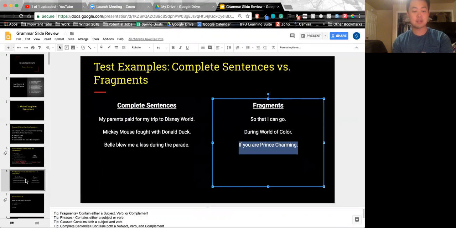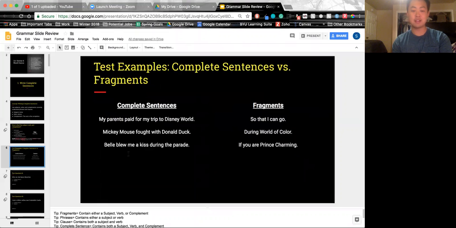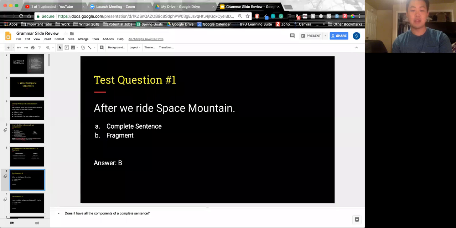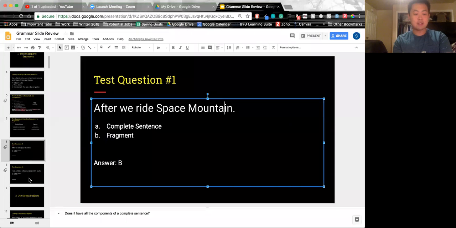Let's go to a test question, just in case you don't get this. After we ride Space Mountain. Okay, let's try this together. Is it a fragment or a complete sentence? What is the subject? We, right? We are the ones riding Space Mountain. The action taking place is ride, so that's the verb. And then the complement is missing. After Space Mountain, what? That is why this is not even a sentence, it's actually a fragment.